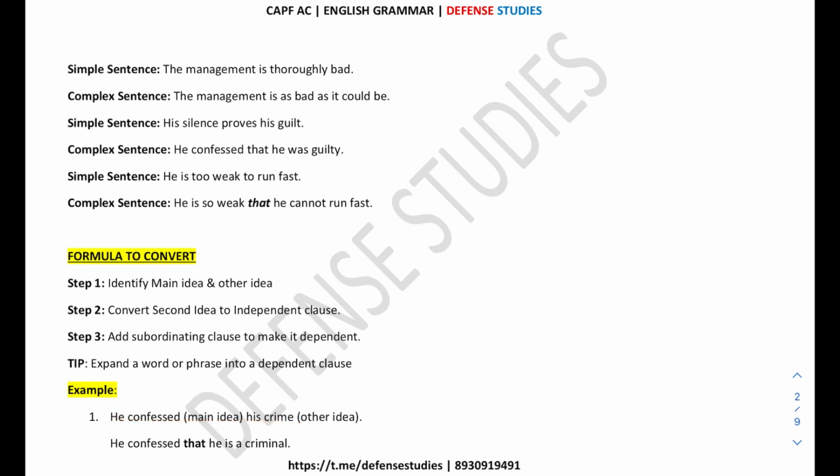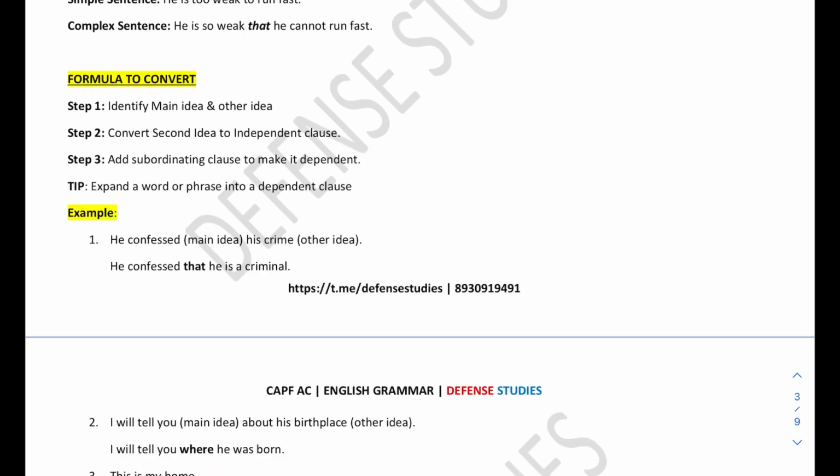And how can we convert a simple sentence into a complex one? By converting the second idea into a subordinate clause. Now, he confessed that he is a criminal. He is a criminal. Now again we have converted it into an adjective clause. Again, he is a criminal.